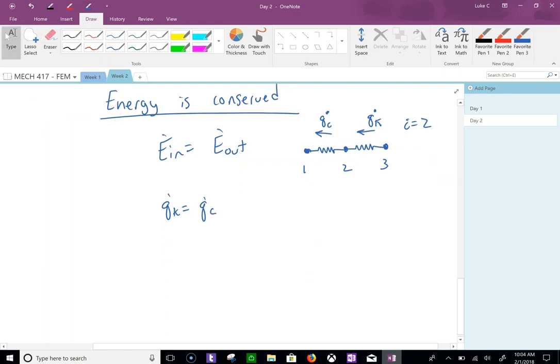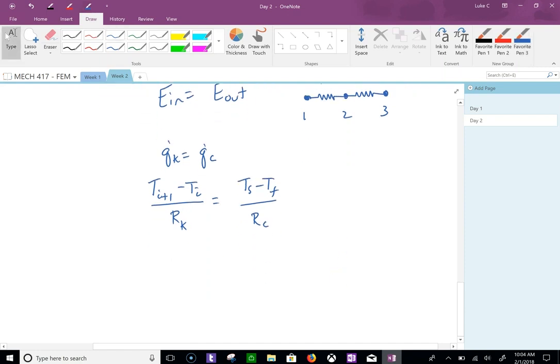Okay? So Q dot K equals Q dot C. So we're looking at that one. T of I plus 1 minus T of I over R sub K equals T S minus T F over R sub C. We can write that in terms of our T sub 3 minus T sub 2 equals T sub 2 minus T sub 1, all over R sub K2 over R sub C1.